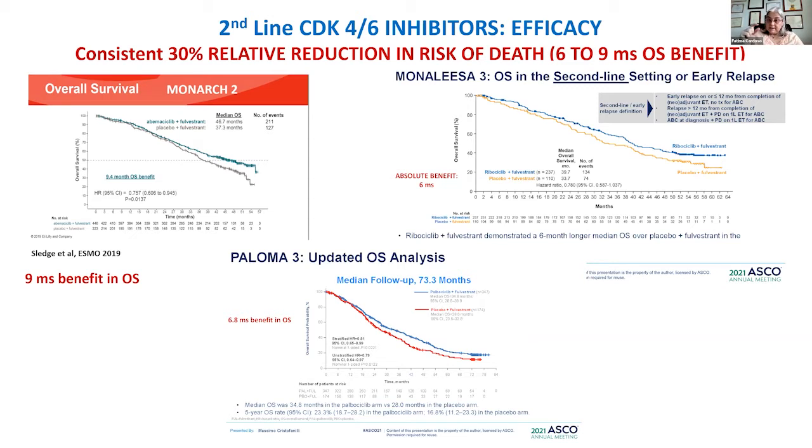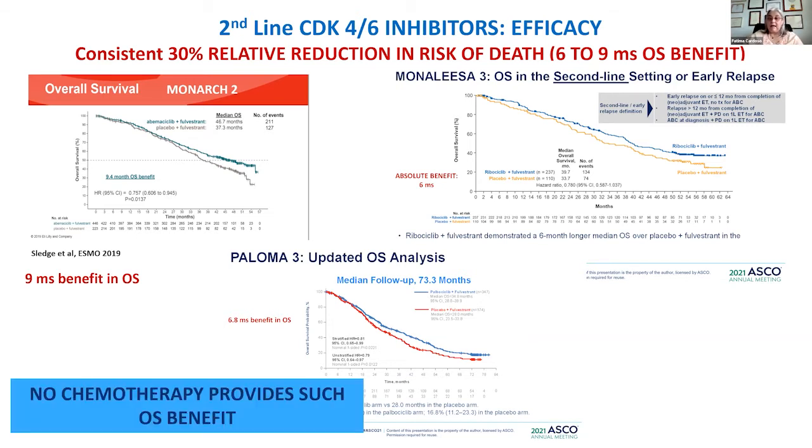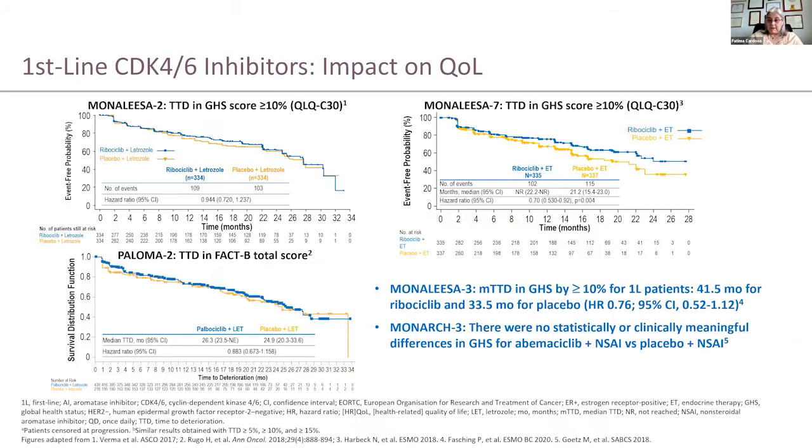The relative benefit is still 30%, but the absolute magnitude of the benefit is smaller, because every time we go further down the lines of treatment, the benefit is always a bit smaller because the tumor becomes more aggressive, but they are still effective in the second line setting.